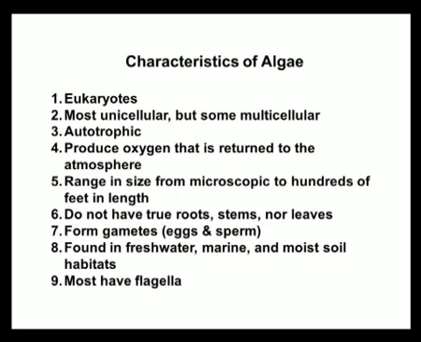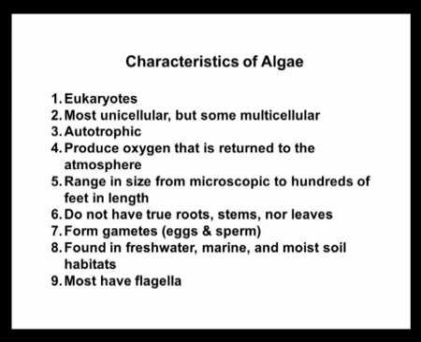First of all, the group algae consists of eukaryotes, that is, all those algae-like organisms which are prokaryotic have been shifted to the group Monera. Algae are unicellular, but some are multicellular. A large number of algal groups are multicellular, some are unicellular. They occur sometimes as filamentous organisms and sometimes as colonial organisms, when they are called coenobium, which we will be discussing right after this. They are autotrophic in nature and they produce oxygen that is returned to the atmosphere.